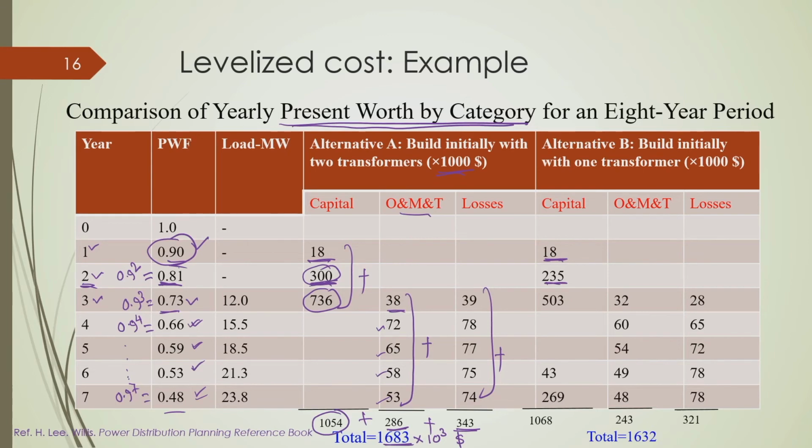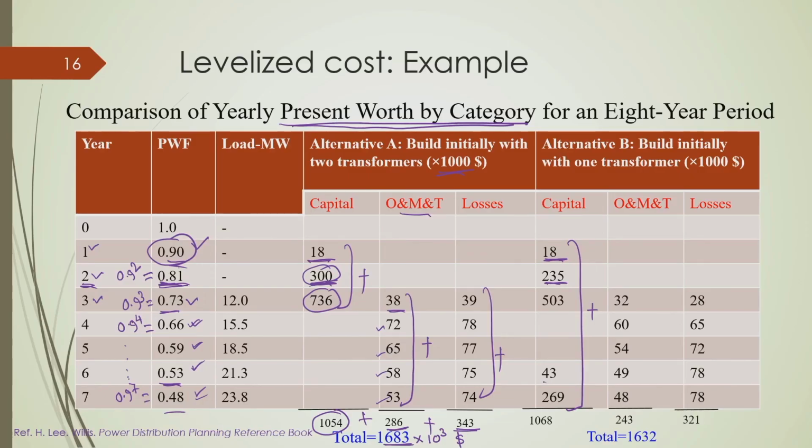Okay. Similarly, this capital investment cost, of course, is the present worth cost. We got it by multiplying the corresponding present worth factor with the actual cost. For example, you can see here for alternative B at the 6th year, we need a capital investment cost of $80,000, whereas when you multiply it by the present worth factor of 0.53, this becomes 43, okay, $43,000.